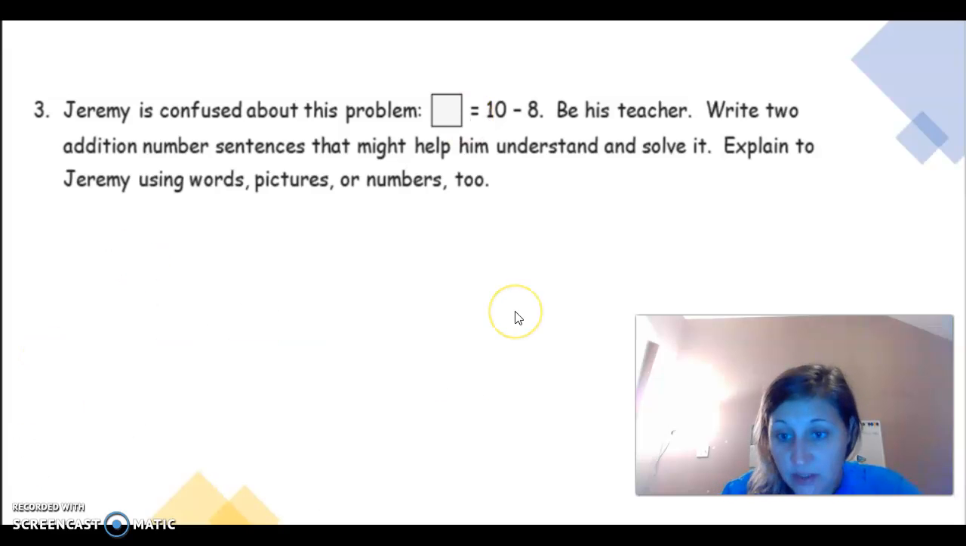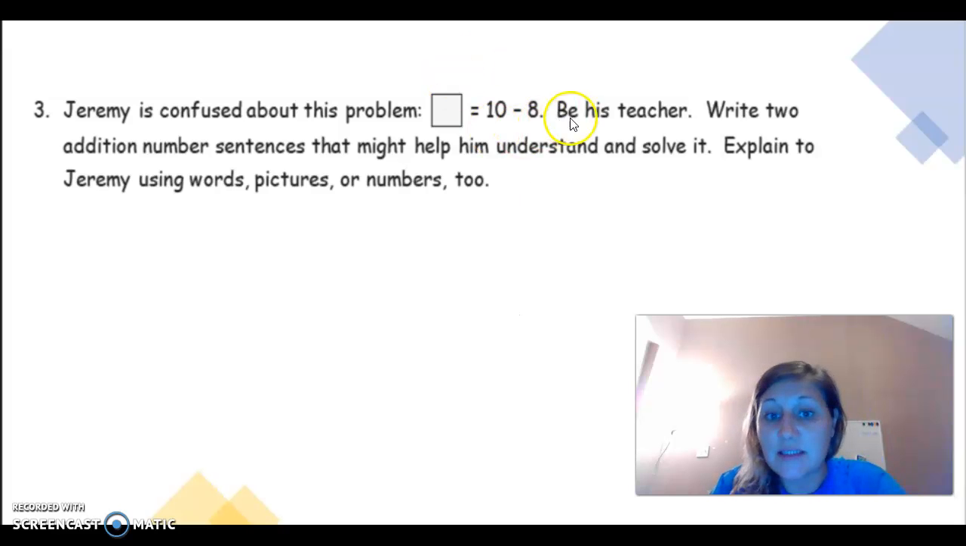So on your space on Pear Deck, I want you to show me 2 addition number sentences that would help me find the answer to the problem, how many equals 10 minus 8. So you're going to have those 2 addition number sentences. You can use words, pictures, or numbers to help explain too. Good luck. Remember, 2 addition number sentences.